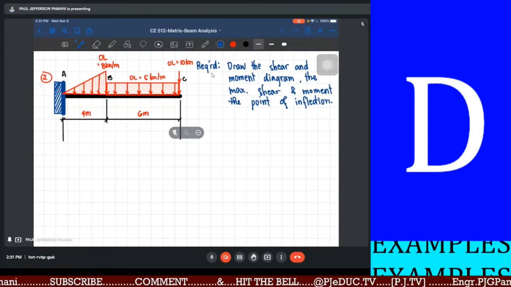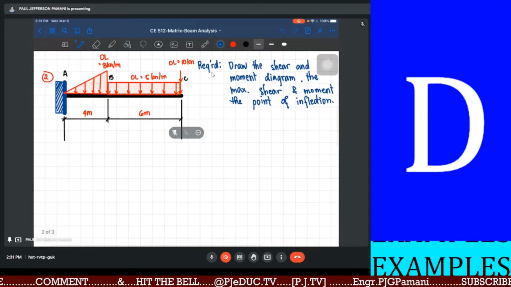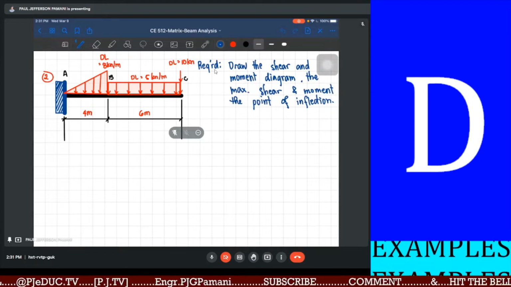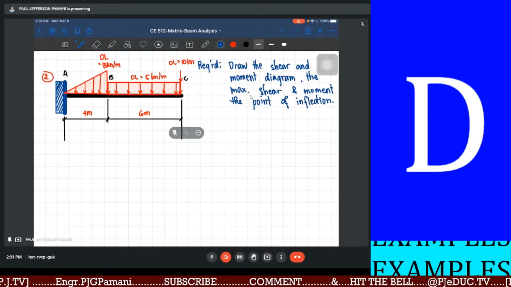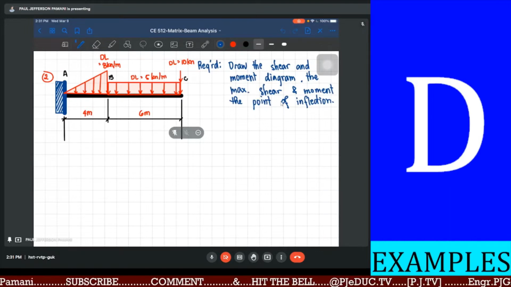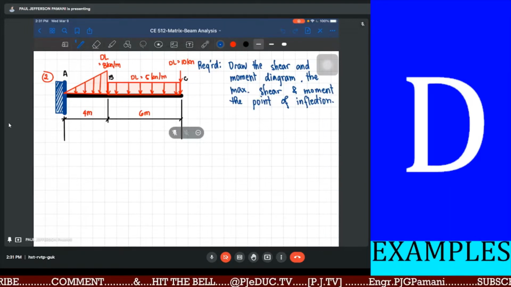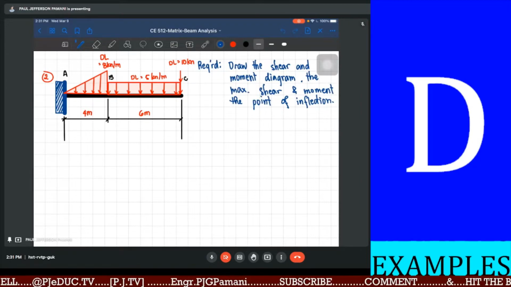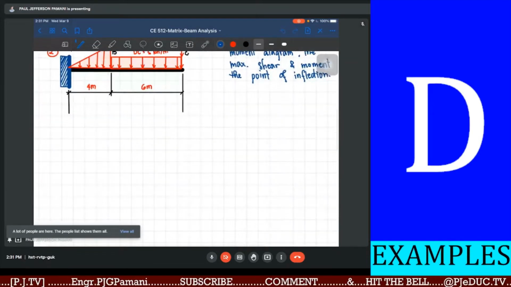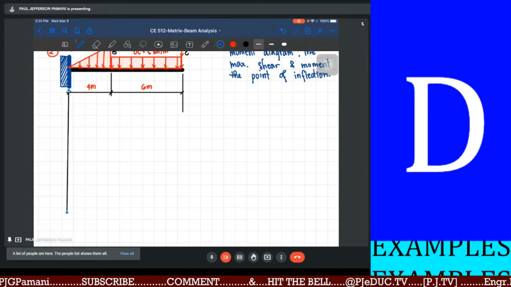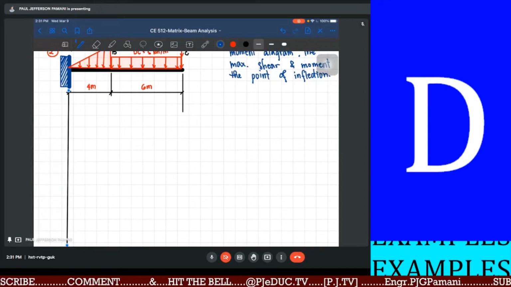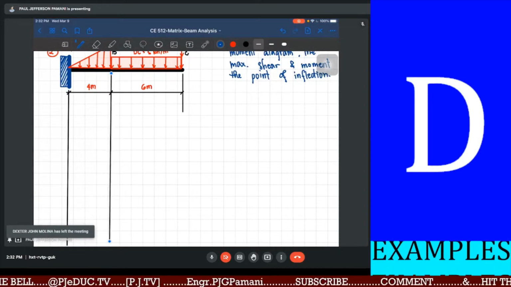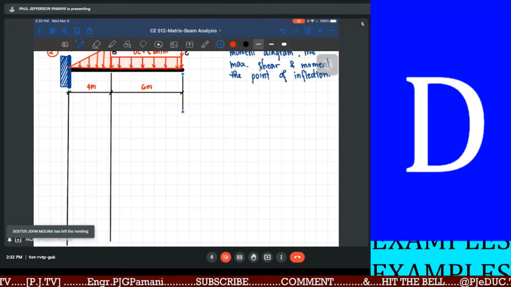The requirement now is for us to draw the shear and moment diagram of the given beam structure and determine the maximum shear and moment as well as the point of inflection if there is a point of inflection later on our shear and moment diagram. Okay, so first things first, ano ang kailangan nating isolve muna bago tayo mag-plot ng ating shear and moment diagram? Anyone? Sir, yung degree of determinacy po.